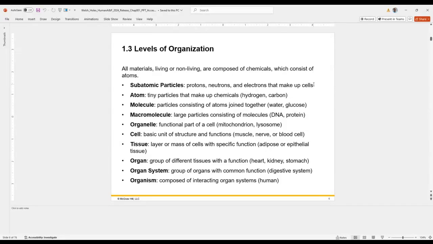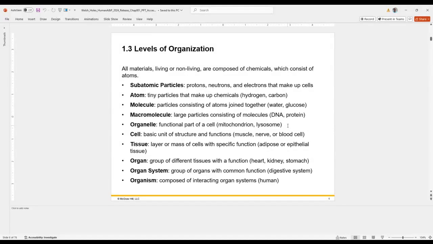And when we put atoms together, we form molecules, like water and glucose. Now we can also put molecules together and form macromolecules, which means large molecules, like DNA, protein, carbohydrates, lipids. We'll be talking more about those later on. And when you have a bunch of macromolecules that get together, you then form an organelle. That's the functional part of a cell, like a mitochondrion or a lysosome or the nucleus.